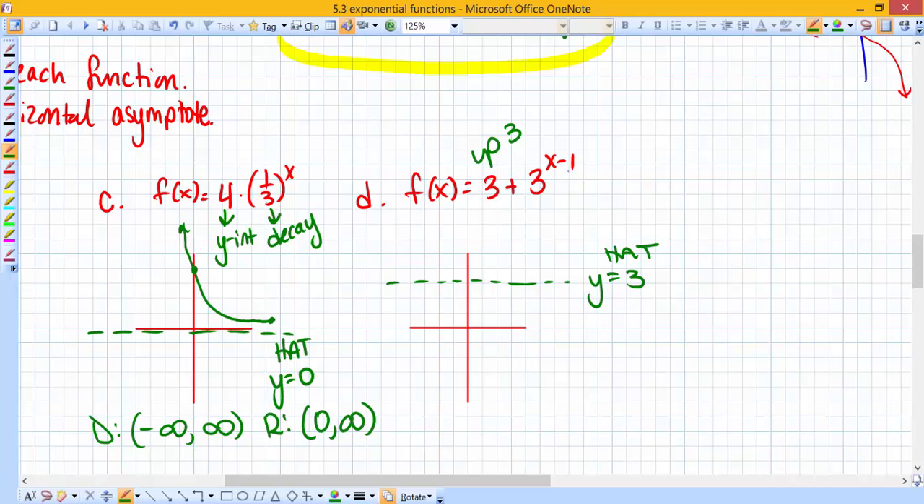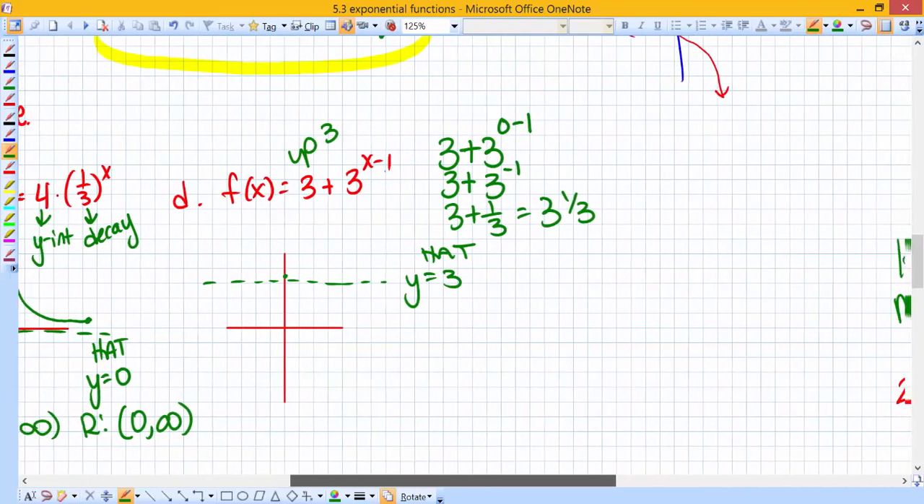Now I need to pay attention to 3 to the x minus 1. And I don't remember the transformation. Let's say that that is the case. So I do want to start plugging in some values. My first value is going to be 0. I want to find that y-intercept. So 3 plus 3 to the 0 minus 1. Well, that's 3 plus 3 to the negative 1. Take your time with this. This is 3 plus 1/3. So 3 1/3 is your y-intercept, barely above the asymptote.